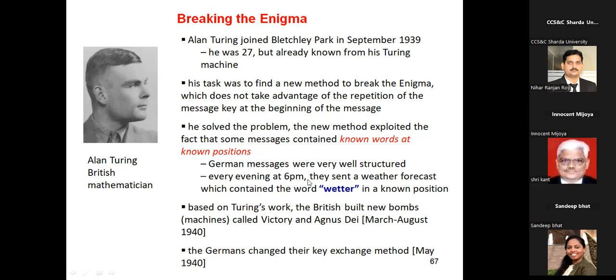Every evening at 6 p.m. they sent a weather forecast, and it contained the word weather. They caught this word weather, and this became the way of knowing the positions. Based on Turing's work, the British built new bombe machines called Victory and Agnus Dei. Okay, and the Germans changed their key exchange method in May 1940. So you can see how the war goes on between the cryptographer and the cryptanalyst.